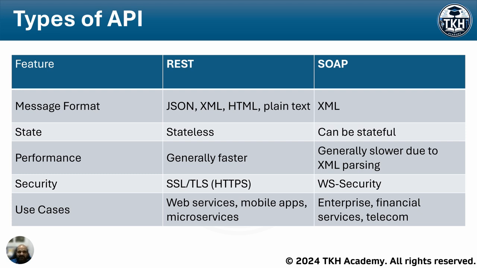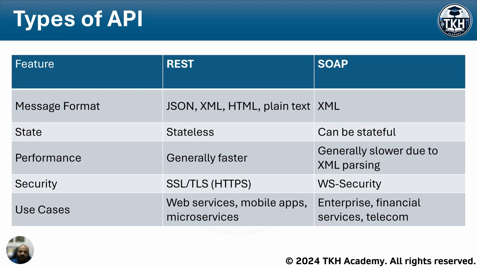In case of SOAP, the server can keep track of previous interactions as we discussed. So it is useful for complex operation where context needs to be maintained. An example can be in a banking application when you perform a series of transactions, the server might need to remember your session and transaction history to ensure everything is processed correctly, right? Performance, normally this is better in performance.